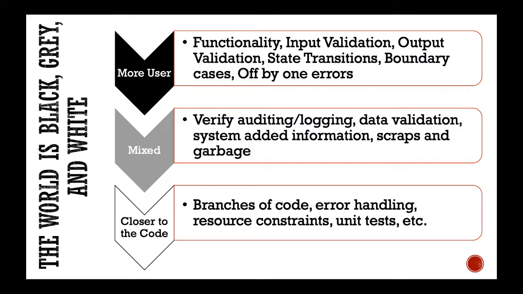It's mixed. So for black box testing, when we have more user focused, we're testing things like functionality, input boxes, output validation, state transitions, boundary cases, off by one errors. Any place that the user would interact with our software and may put in the wrong thing or have a bad experience.